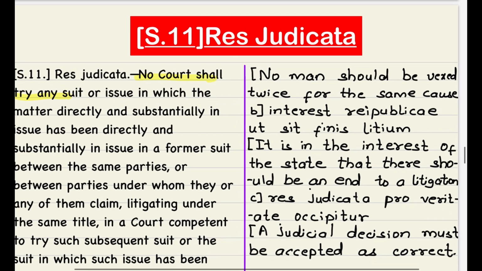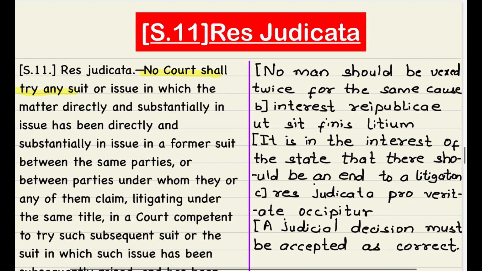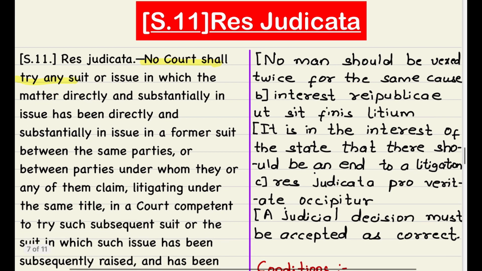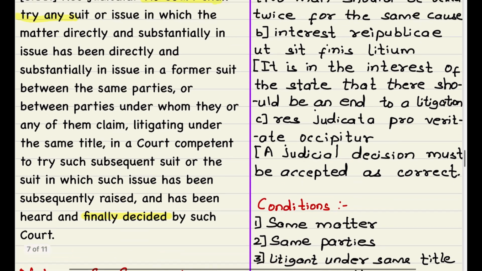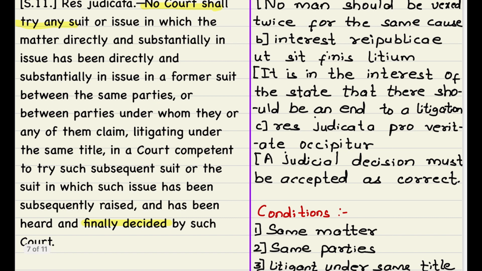Next is res judicata. In res subjudice, we saw that the case was still pending, but in res judicata, the case is already decided. So if the case is already decided by a competent court, then the same suit cannot be filed again in a different court. This is called res judicata. So no court shall try the suit which is finally heard and decided by a court which is competent to try.